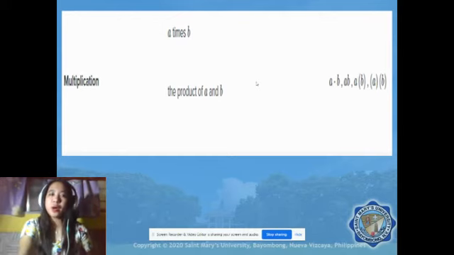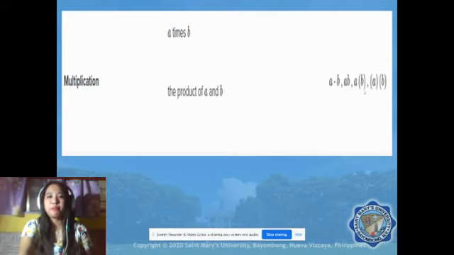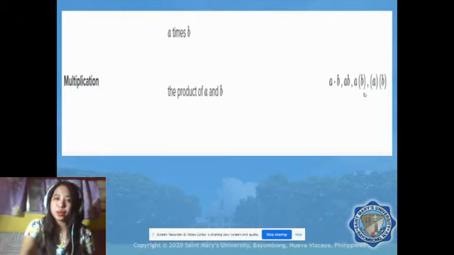In expression, sometimes we use a point or a dot for multiplication, or we just write A and B together. It still means that we are multiplying A and B. Or we can also include open and close parentheses, so A, open and close parentheses, B. Or we can also place parentheses for both A and B.